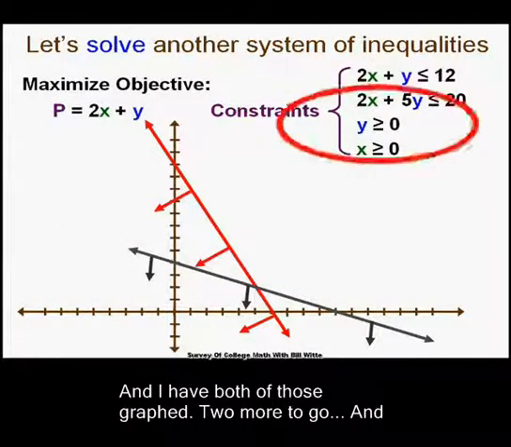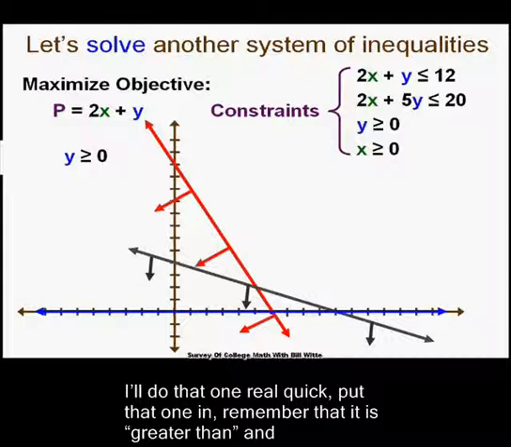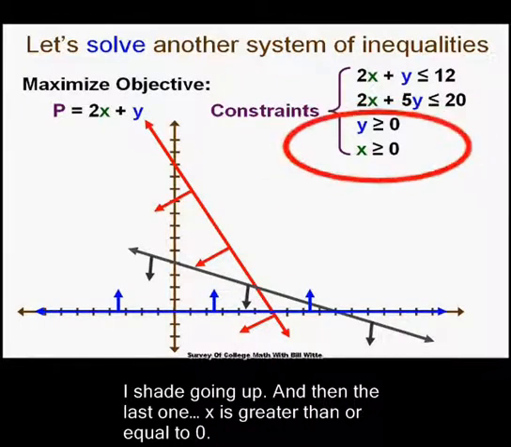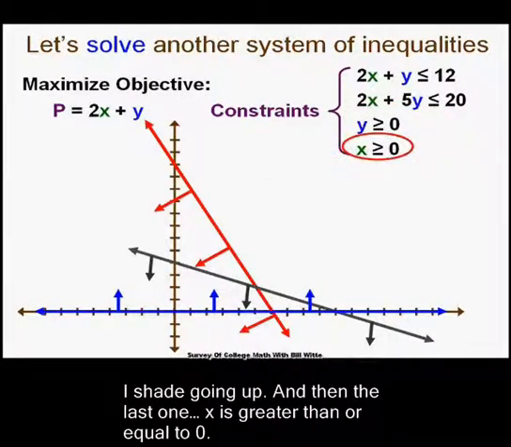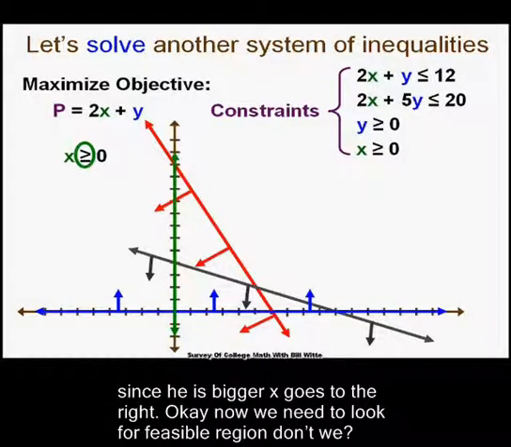2 more to go. And I'm real good at this one. Y is greater than or equal to 0. Let's do that real quick. I can put that one in. And remember, greater than, I'm going to go up. And then the last one, X is greater than or equal to 0. I told you, get to know these ones. Well, I'm going to draw the line for x being 0. And where does x get bigger? He is bigger. Go to the right.